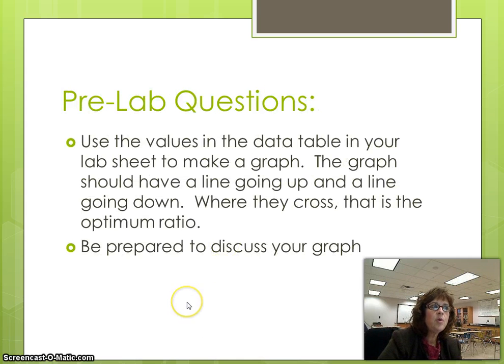Okay, pre-lab questions. What I want you to do is use the data that's in your pre-lab and sketch a graph in your lab notebook. The graph should have a line going up and a line going down, and where they cross, that's the optimum ratio for the balanced equation. So I want you to sketch it in your lab notebook and be prepared to discuss it when you come in. So pause the video and do that.